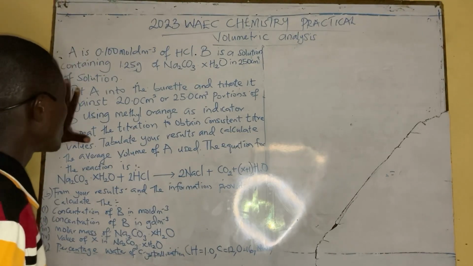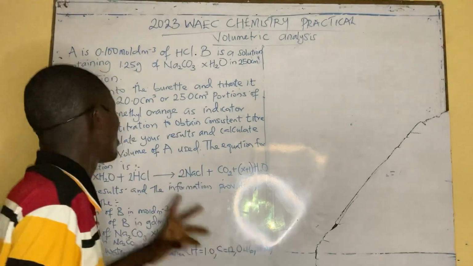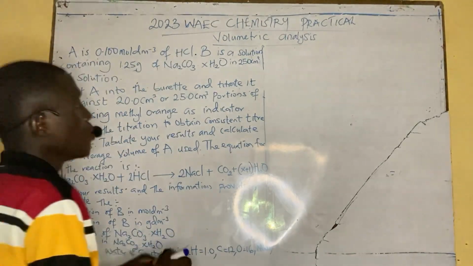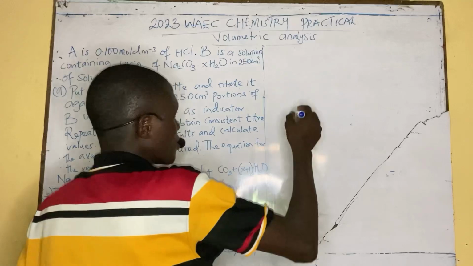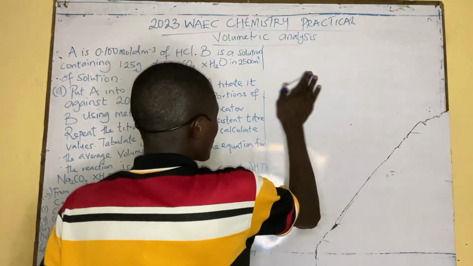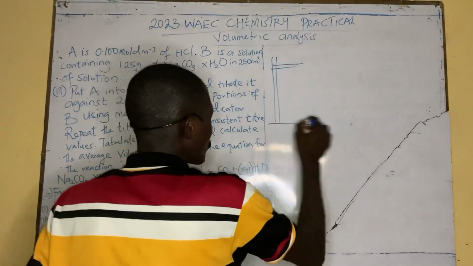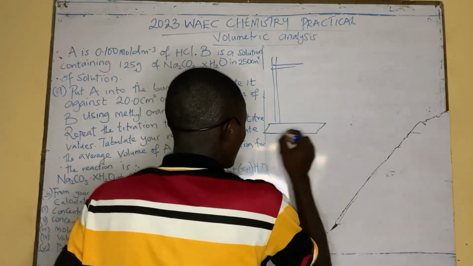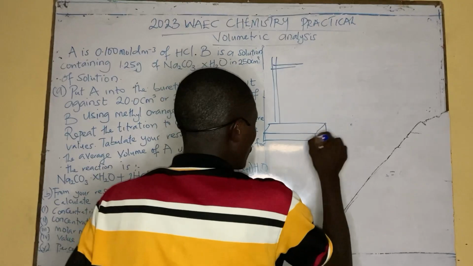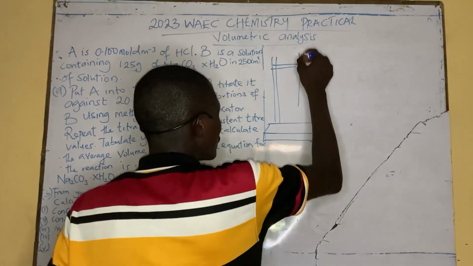We are asked to put A into the burette and titrate it against B. So you have to put A into the burette. The first thing is to clamp your burette on the retort stand. This is how the retort stand looks like. Then the burette is something like this.